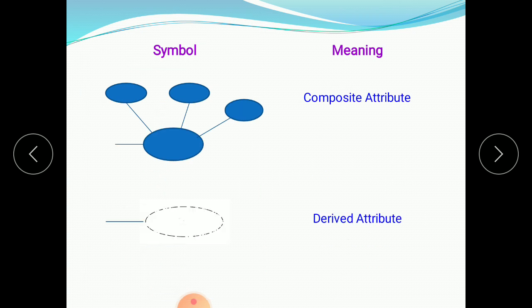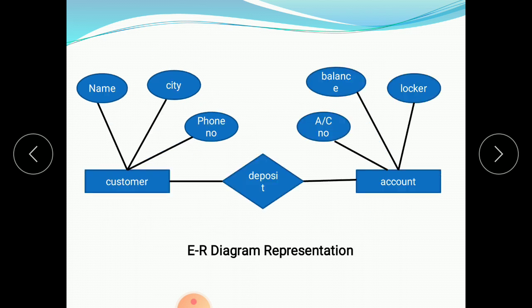Then see here, this is a composite attribute. If you want to show composite attributes, use this type of symbol. Then for derived attributes, use this type of diagram to show the derived attribute. These are the notations we use to draw the ER diagram. We'll see one example of how to draw the ER diagram. This is the ER diagram representation. This is an ER diagram related to banking.